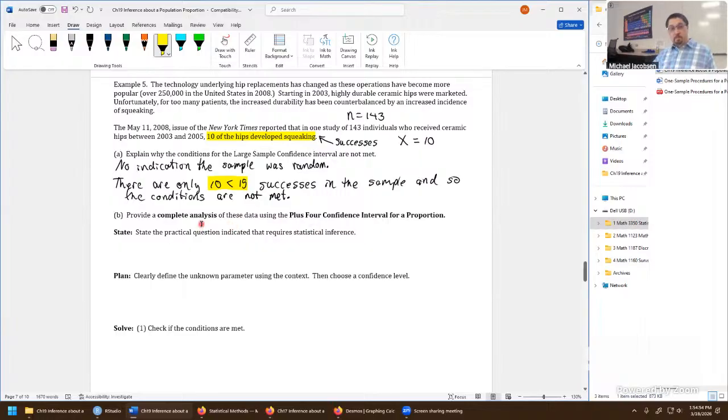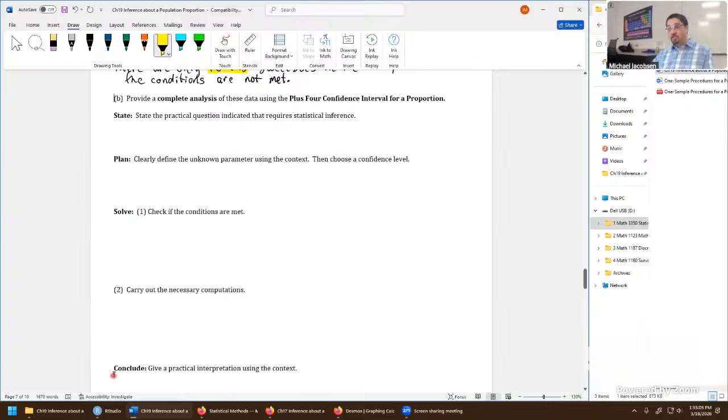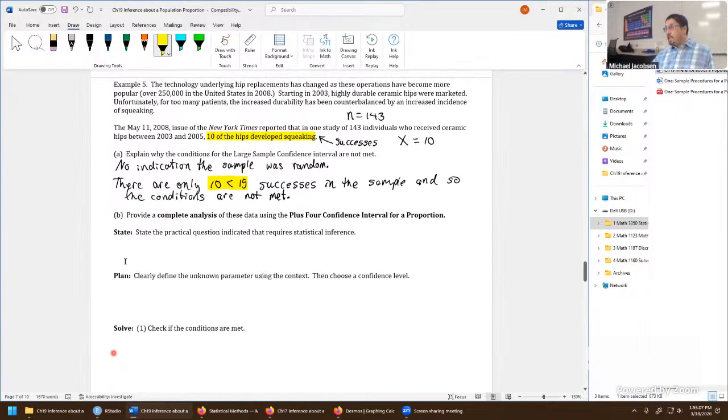On this one, we're providing a top to bottom complete analysis, not too different from what we did in example 4 with parts A through F, but this one is just really our author's so-called 4-step method of a statistical analysis. We'll state what the practical question is, define the parameter, check conditions, compute the interval, and give a practical interpretation. Before we jump in, any questions at all with part A or any of the context? Okay, well, let's get started then.